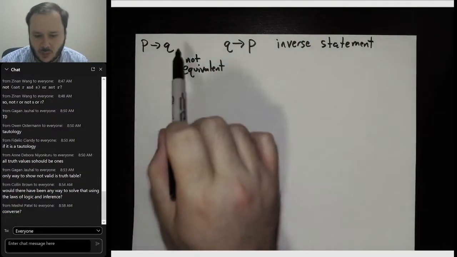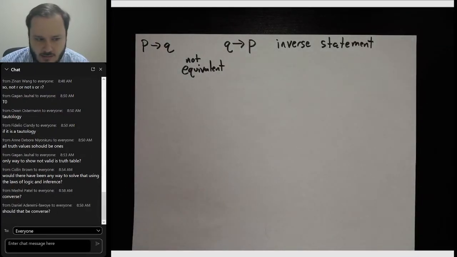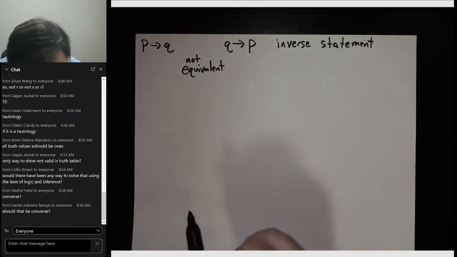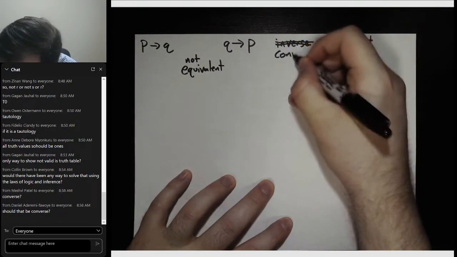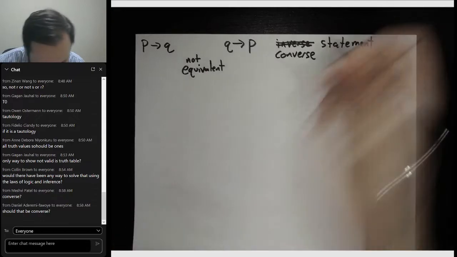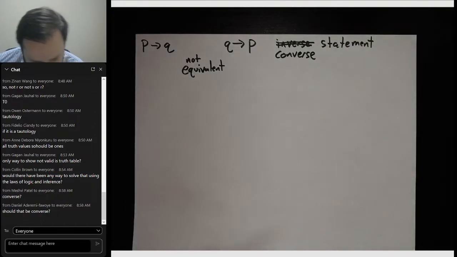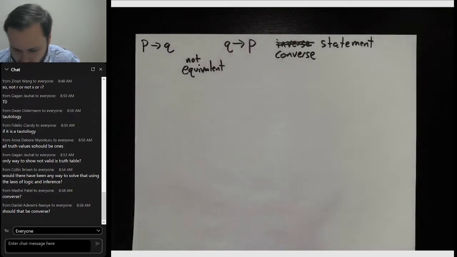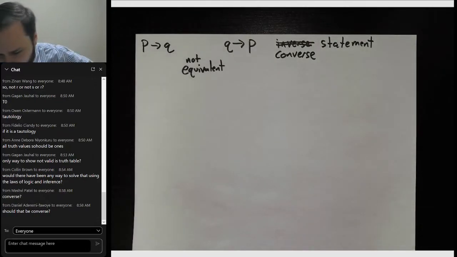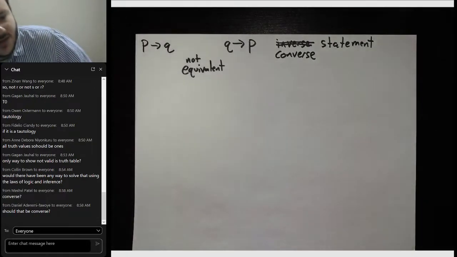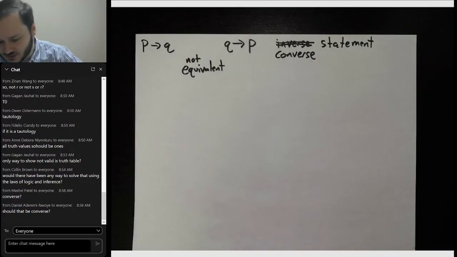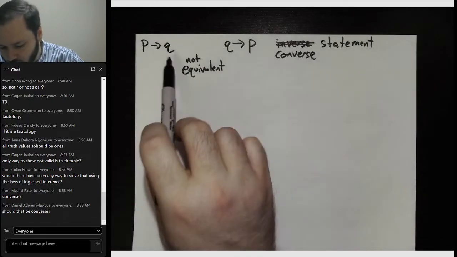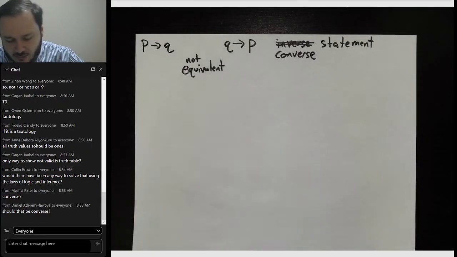If it rains, I'll bring an umbrella. Yes, I'm sorry. Definitely want converse statement. I'm looking ahead. Yep, converse statement. Inverse, that's the next thing I want to talk about. Thank you for that catch. Converse statement. Converse is not equivalent to the original statement. If it rains, I will bring an umbrella. Just because I have an umbrella does not mean that it rained.